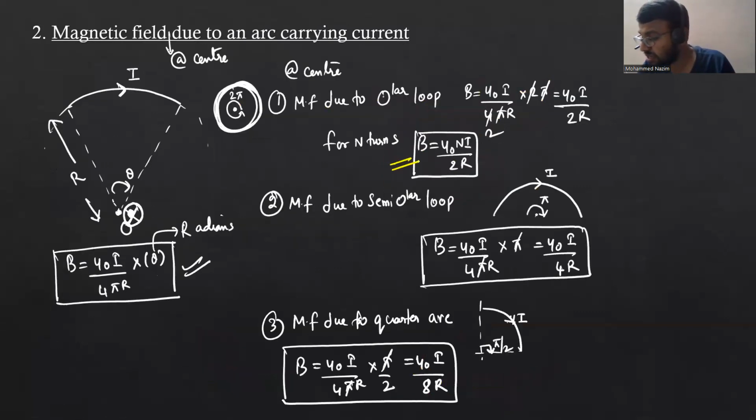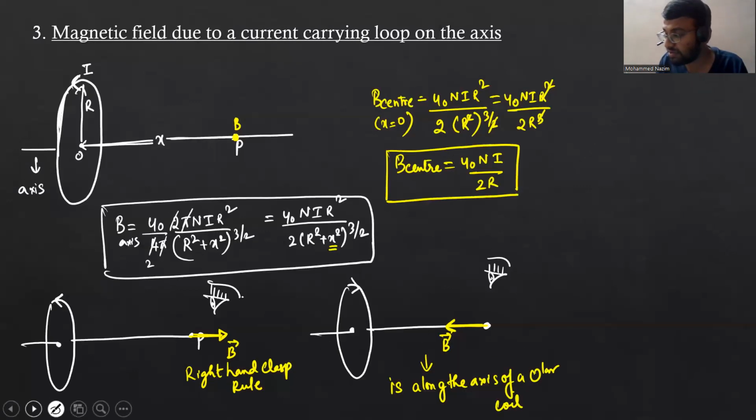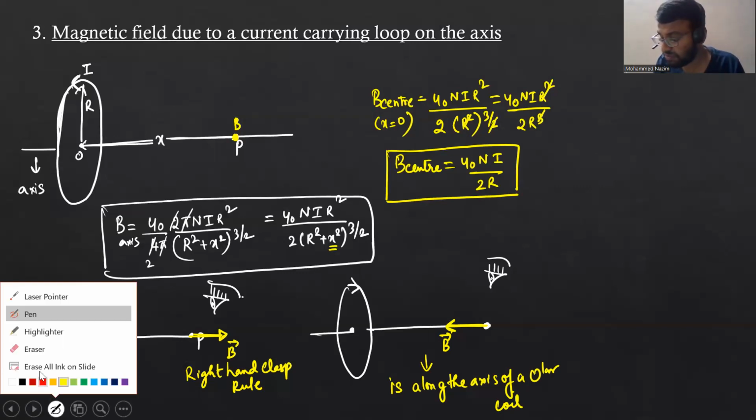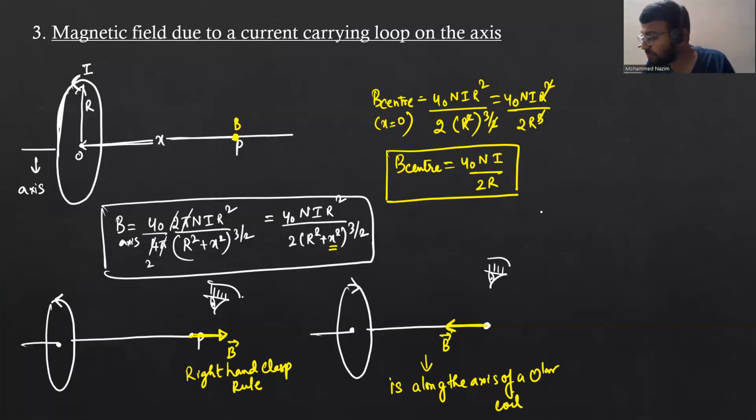If you remember, the magnetic field due to a circular loop at the center was all about the center, but in that case we had done it on the axis, and from that we are getting a case where we place the point at the center, so x will become 0, and we get the same result, mu naught N i divided by 2r. Now, a very important ratio is there from the exam point of view.